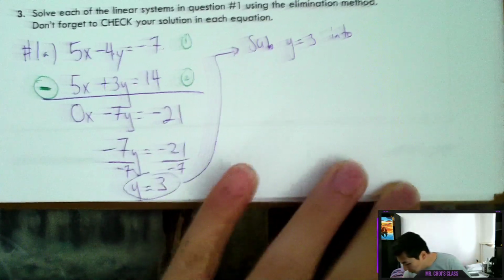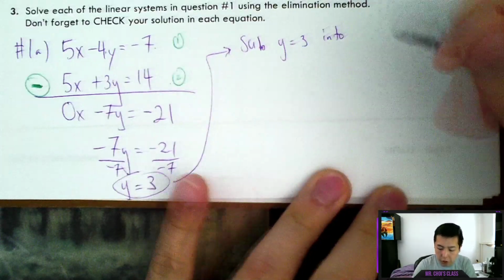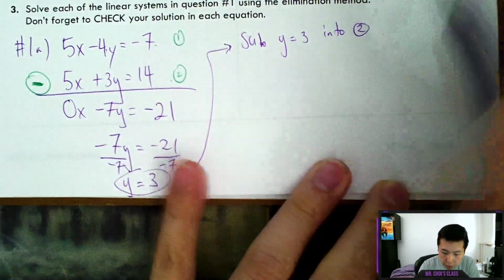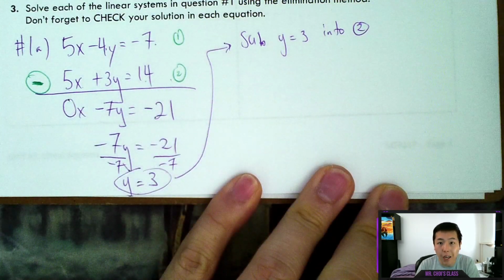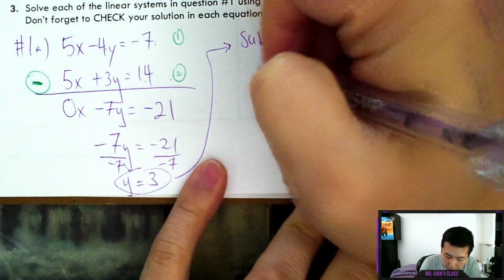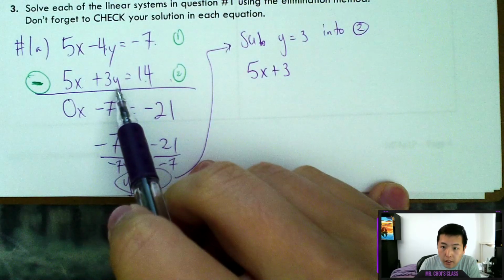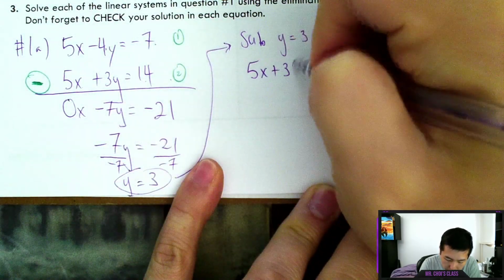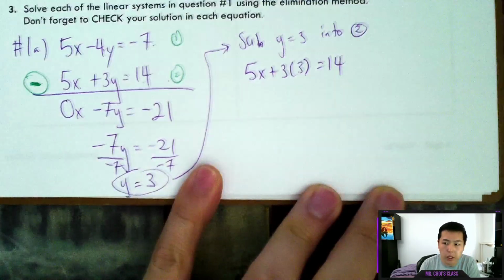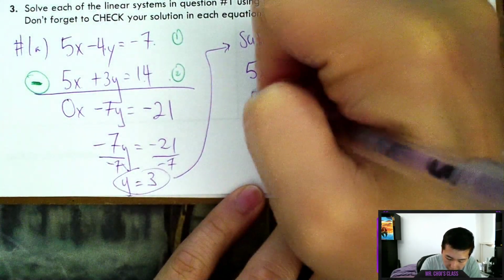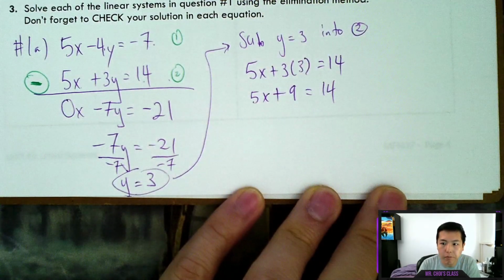So we'll sub it into, let's say, equation 2. Let's plug it into this one here, because we're working with positive numbers. We like positive numbers. So 5x plus 3, and it's supposed to be y, but I'm going to replace it with 3. And that equals 14. And so I'm going to get 5x plus 9 equals 14.